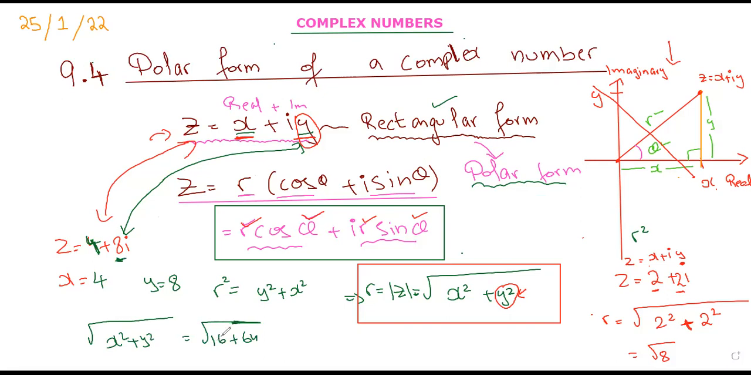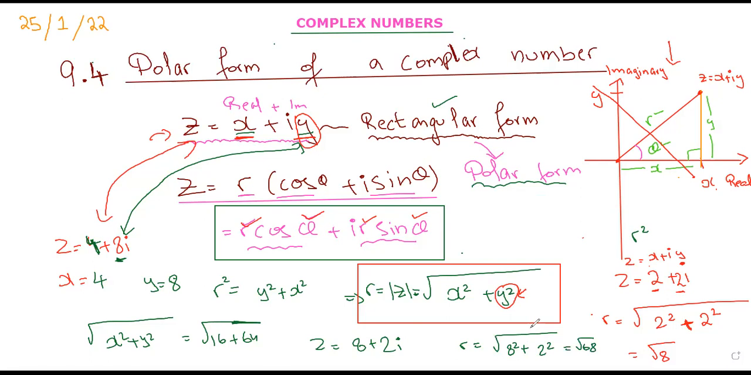Okay, for example, if your z is 8 plus 2 iota, can you please find out the r? So x will be 8 and y will be 2. Very good. So it will be 8 square plus 2 square, which is 68. So under root 68 would be r, right?